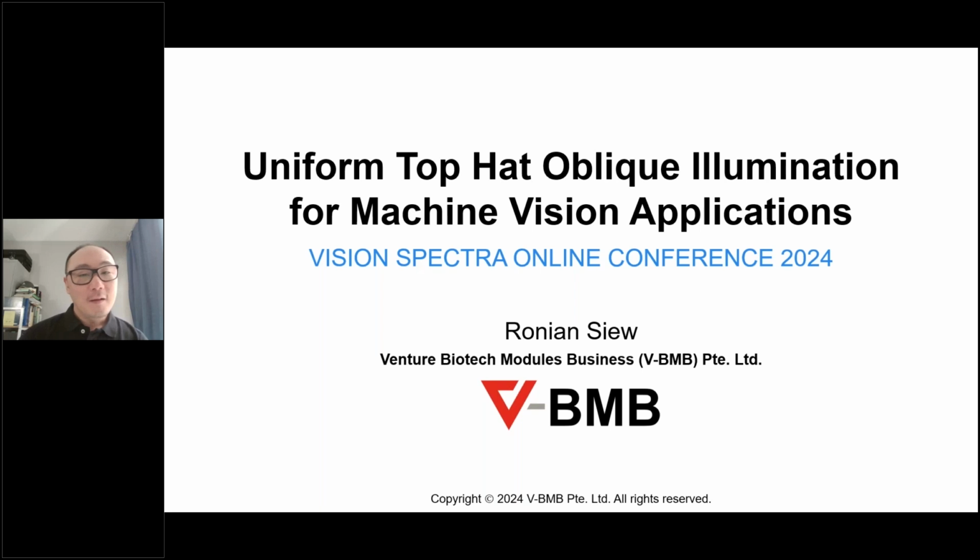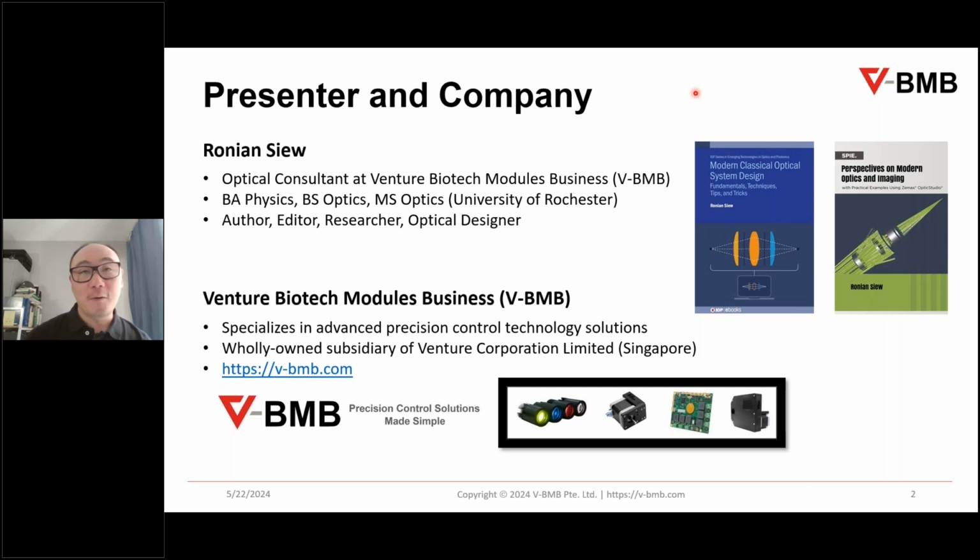Hi, guys. My name is Ronian, and today I'll talk about uniform top hat oblique illumination for machine vision applications. As Jake mentioned, I have 4 books, and on display here are 2 of the most popular books. The reason I've got this here is that some of the material in the slides are examples taken from the books. If the audience wants to know more about those examples, you can go to the books and read more about them.